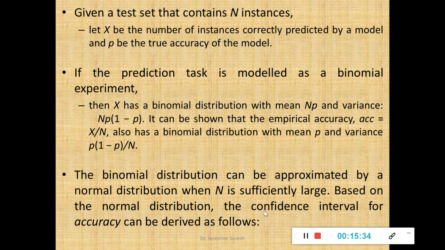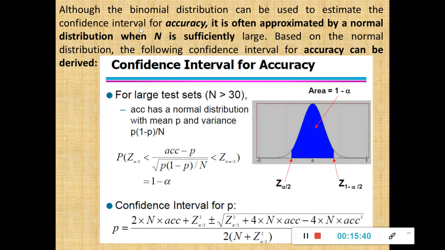Based on the normal distribution, the confidence interval for accuracy can be derived as follows. How can I define the confidence interval for a given accuracy of a model? If you look at this diagram, there is a curve wherein the shaded area is represented as 1 minus alpha, where 1 minus alpha is nothing but the confidence level. What is this confidence level? How can I trust, or how reliable is a given model accuracy when compared to the other model? That is what I call 1 minus alpha.